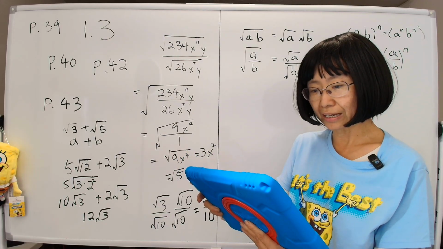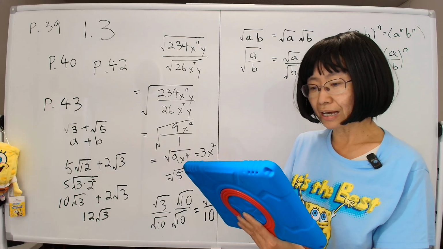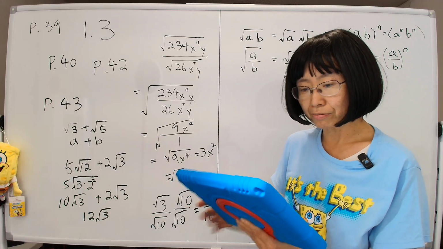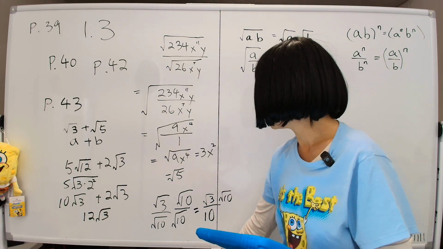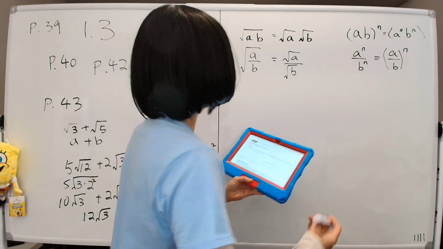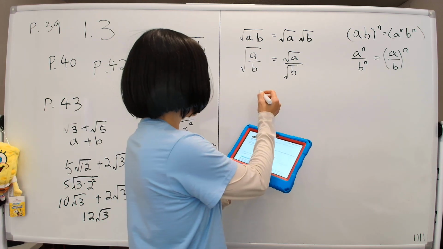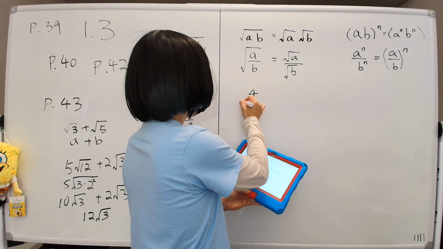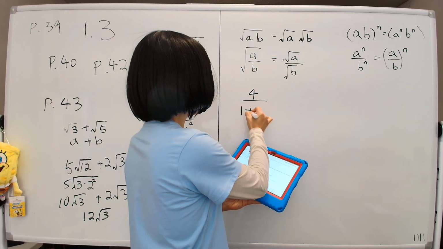And continuing, example 9. Now, example 9 is important, okay? Please pay attention to example 9 specifically, in the sense of what we are supposed to do here. We have 4 over 1 plus square root of 5.